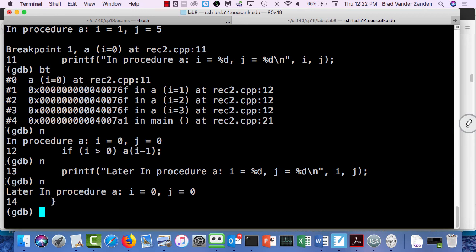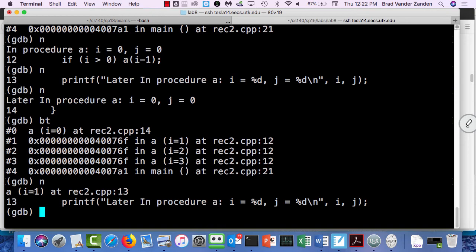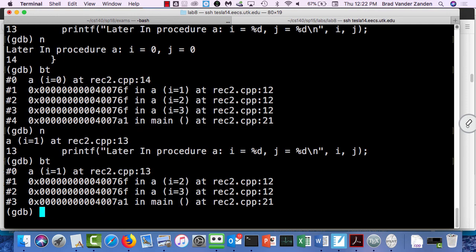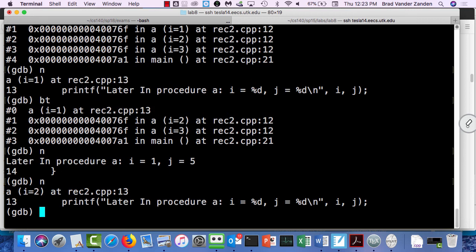When we say next, we're now back into A sub 2. If we do a backtrace, you can see that A sub 2 is on top. Okay, continuing, we're now back to A sub 3. And we print its values and exit, and now we're back to main. When we look at the locals for main, its I is 16, so its I hasn't been tampered with. So when we print its I, it prints out I equals 16. And the next now means we are done. So GDB can be very helpful if you're having trouble visualizing recursion.